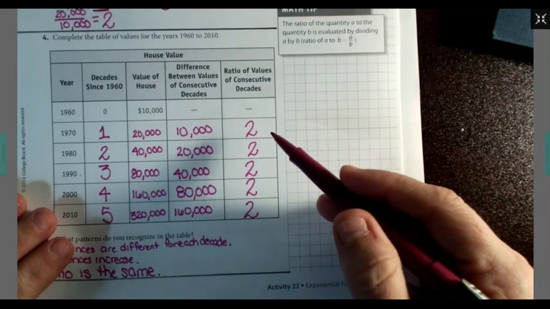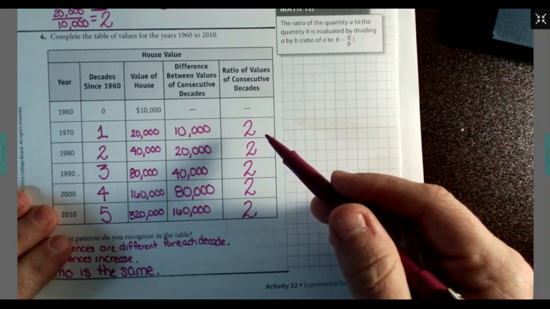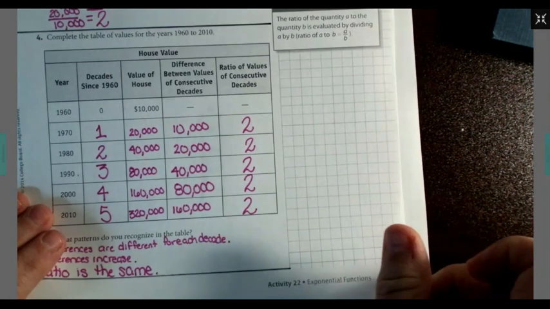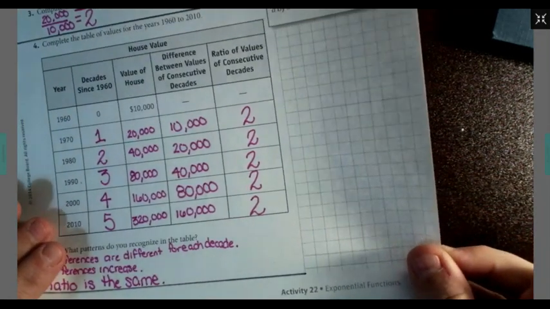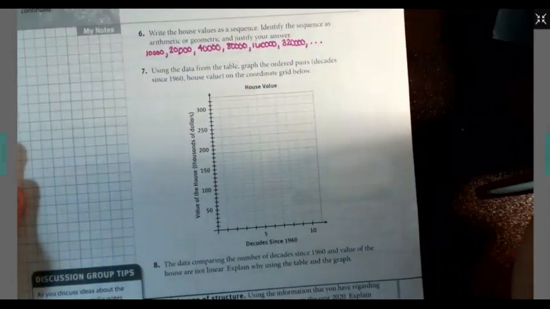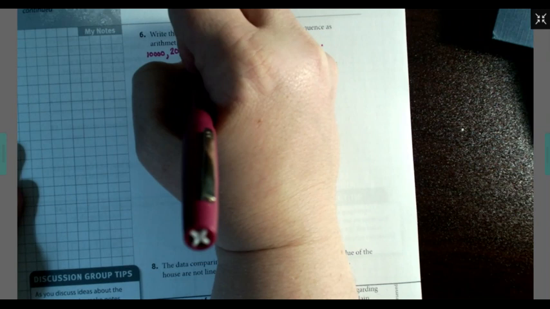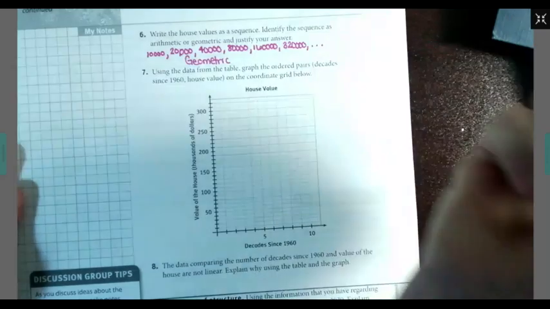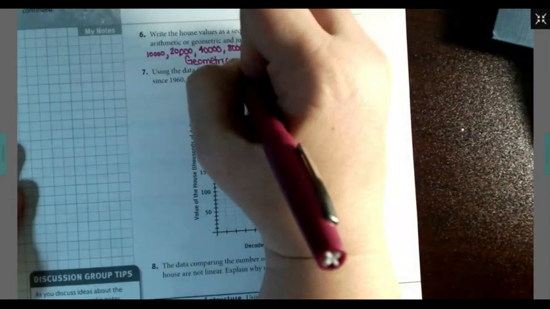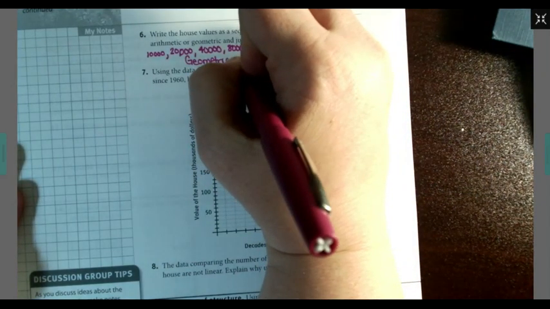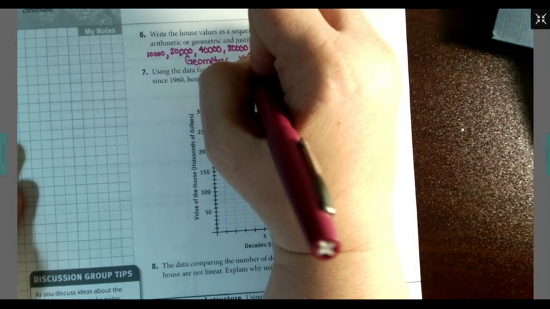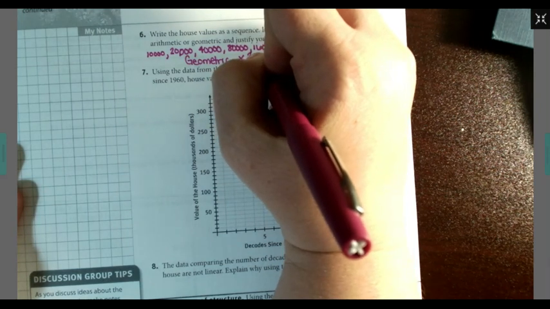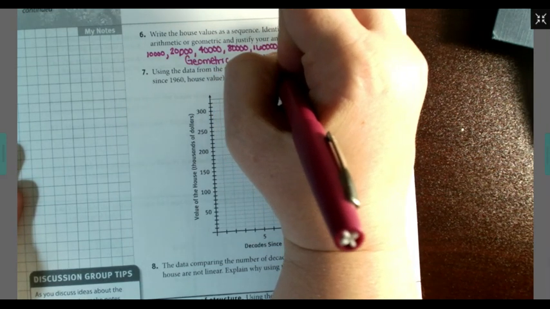But however, my ratio from one year to the next, or one decade to the next, is indeed constant. So this is actually geometric. And we justify our answer by saying multiply by 2 every 10 years.